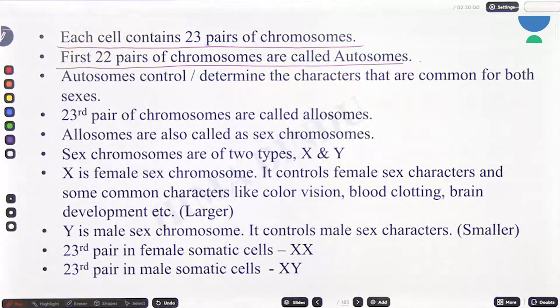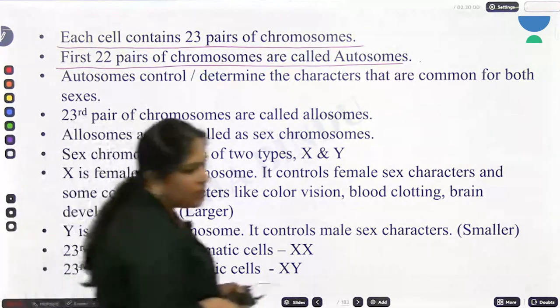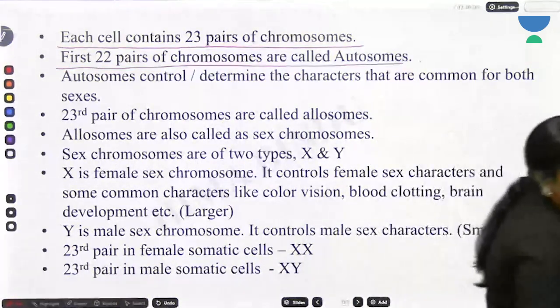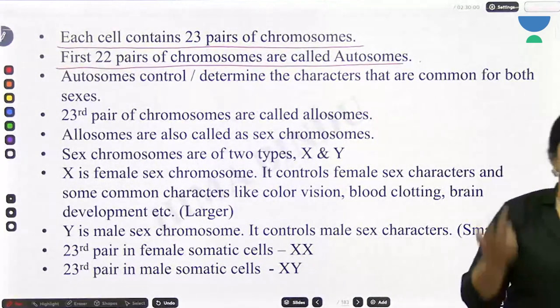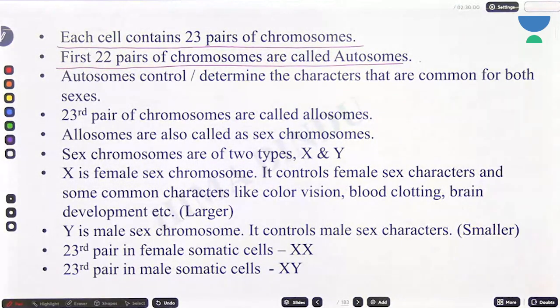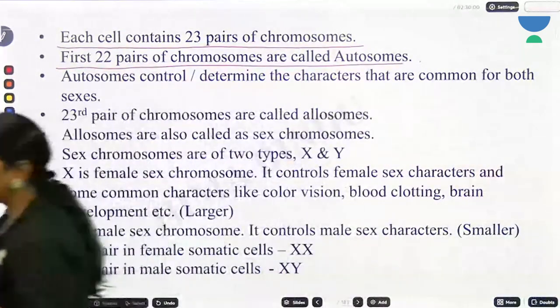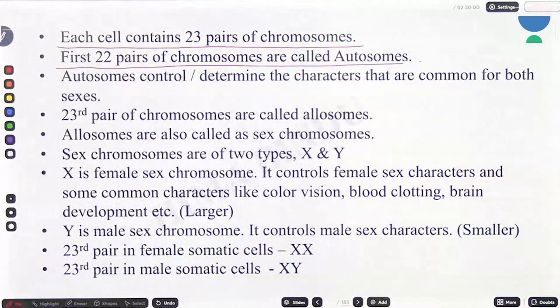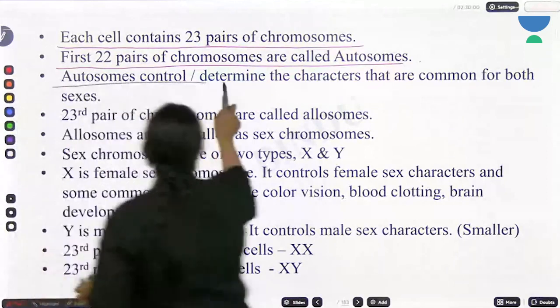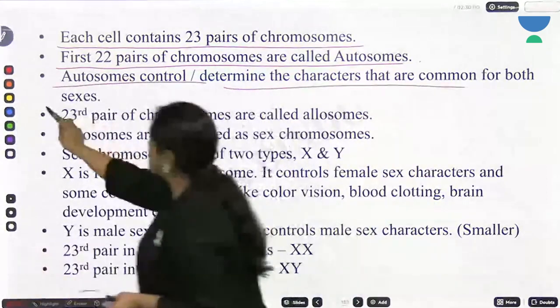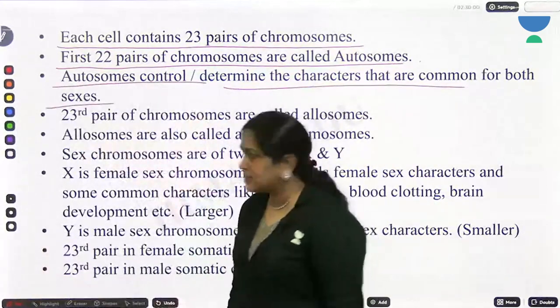For example, females and males both have 2 kidneys only, both have 1 liver only. It's not that males will have 3 hearts and females will have only 1 heart. So except for the reproductive system, everything else is the same in male and female. All the characteristics that are common to male and female are controlled by autosomes. Autosomes control the characteristics that are common for both sexes.